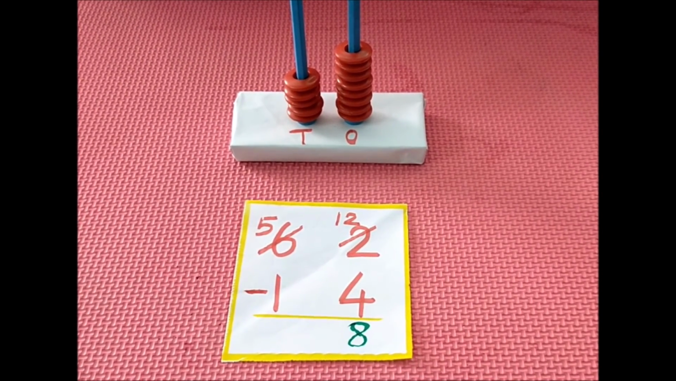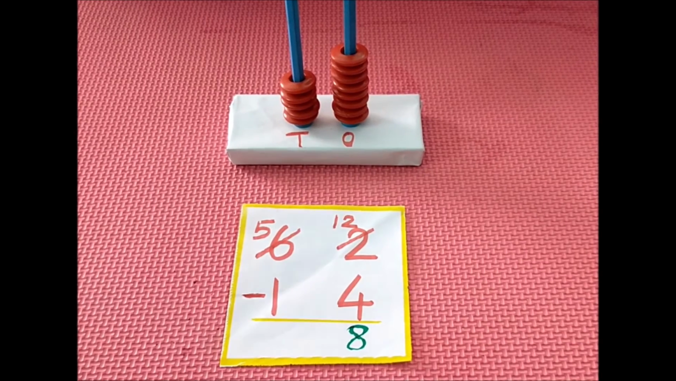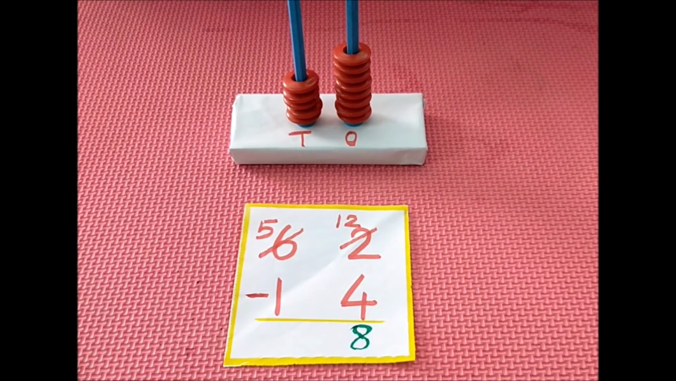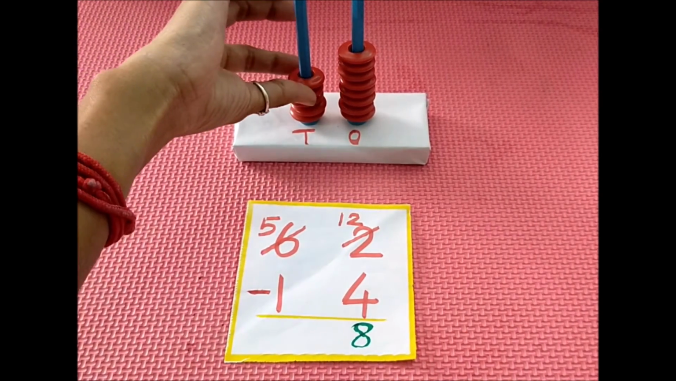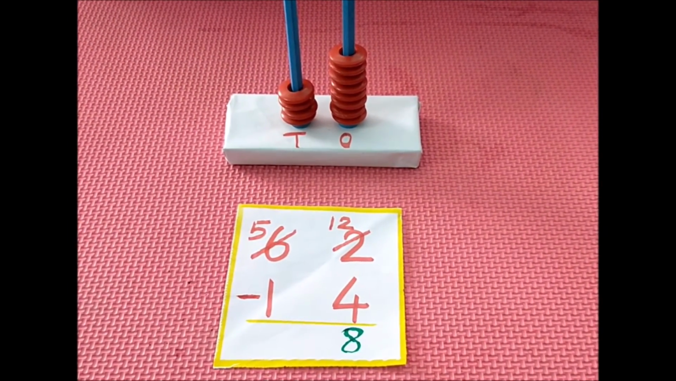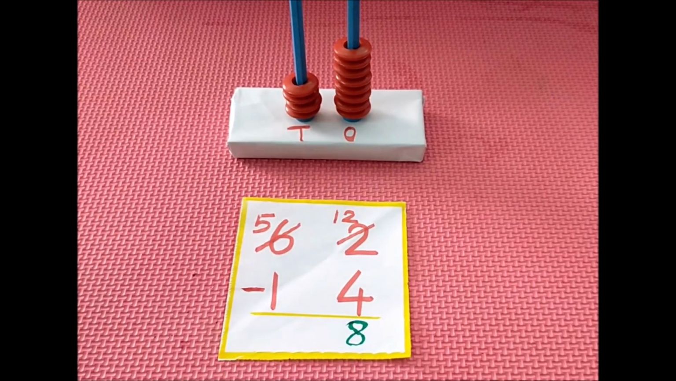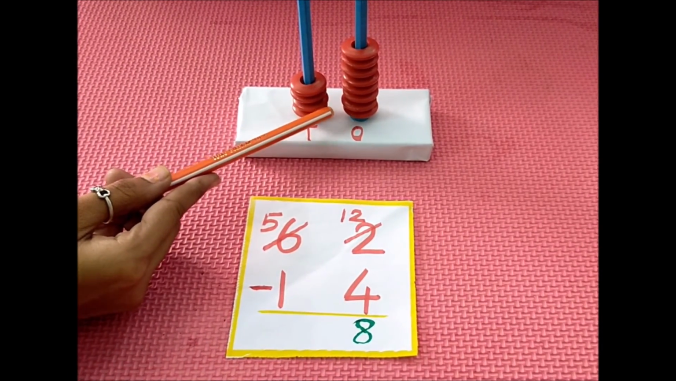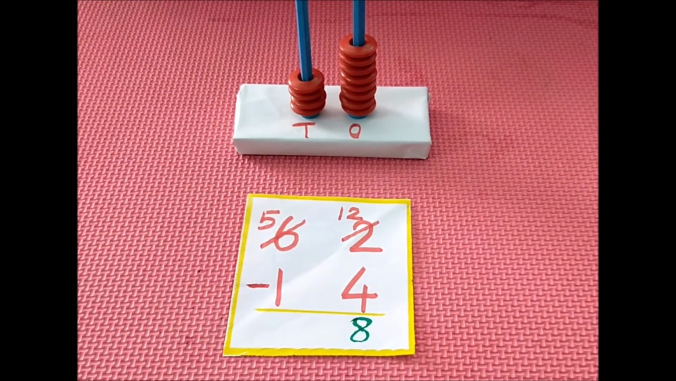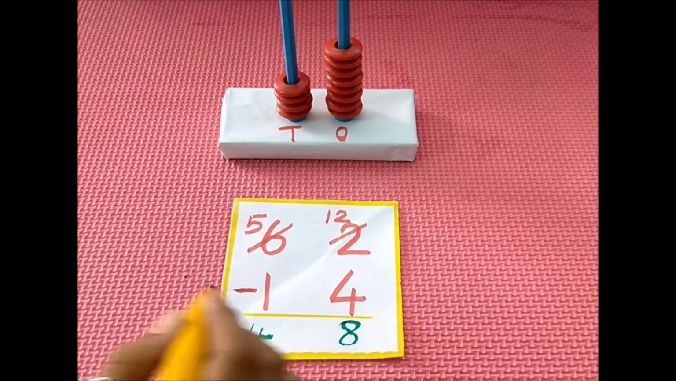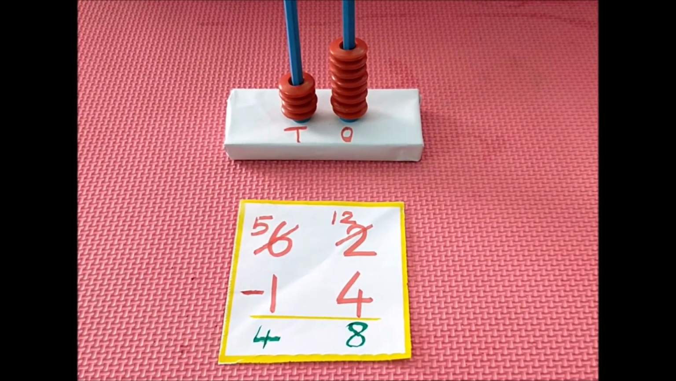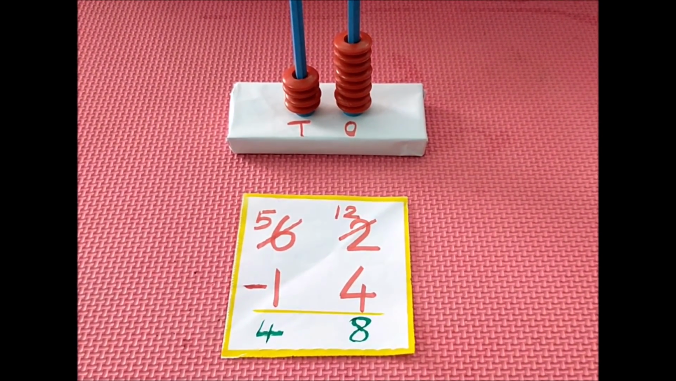Next we are going to do for tens column. 5 minus 1. So I am going to remove 1 bead from tens column. So now remaining how many beads are there? Count with me. 1, 2, 3, 4. So 5 minus 1 is 4. So 62 minus 14 is 48.